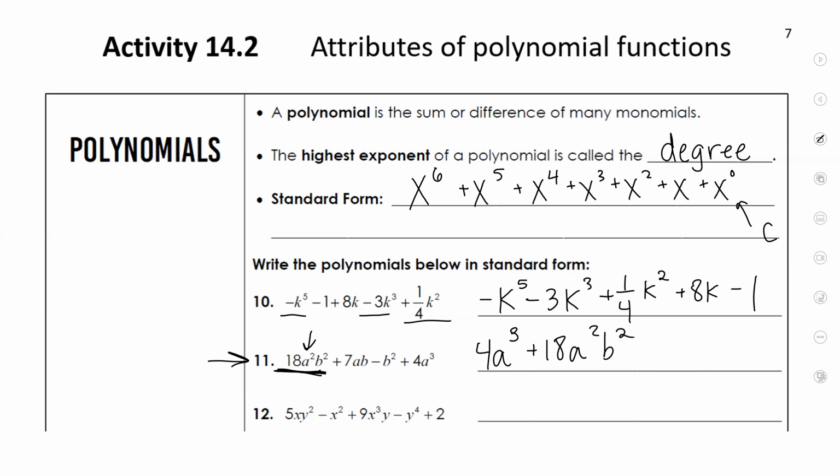And the next highest exponent for a? 7. Yep, plus 7ab. And then minus b squared, that's just your constant. So you just ignore the b. This is like having an a term of 0. A to the 0 is just 1. So that would be the smallest one.